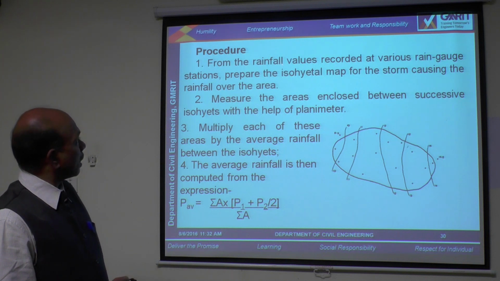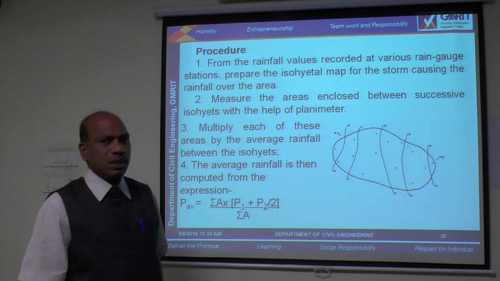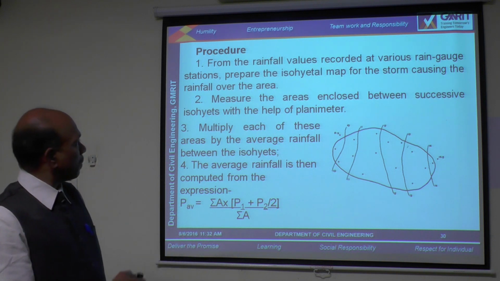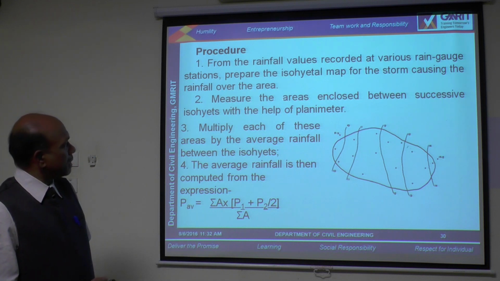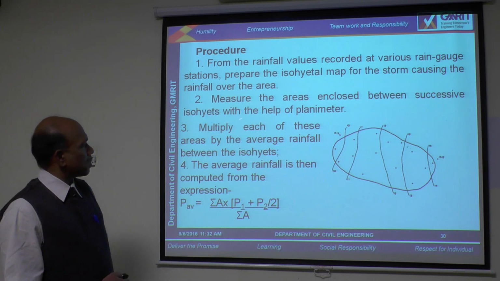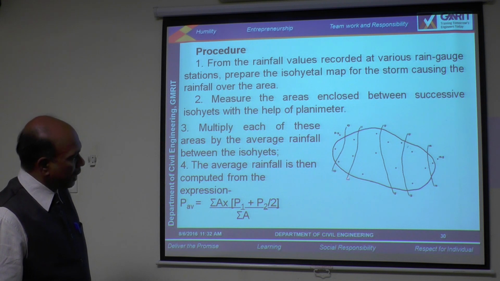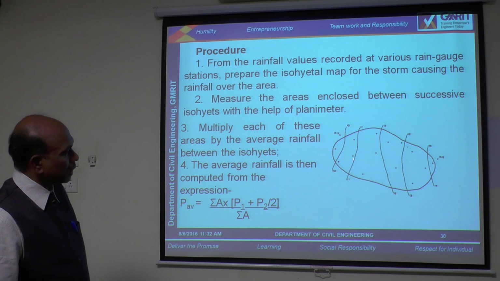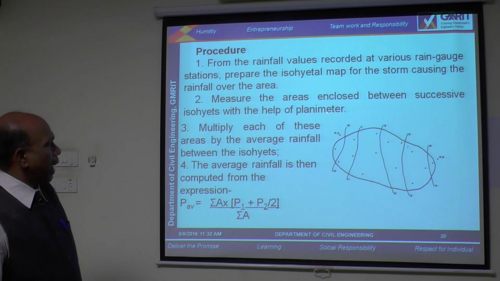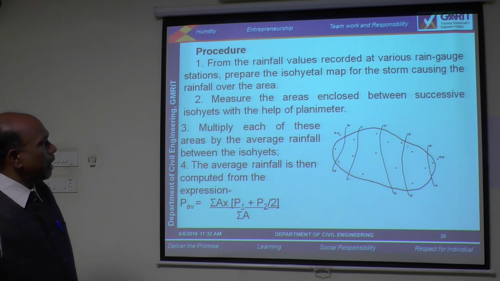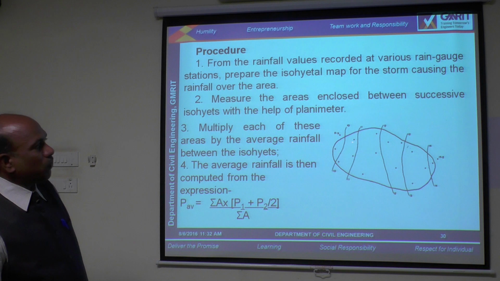From the rainfall values recorded at various rain gauge stations, which is already available data, first of all we prepare the isohyetal map. Then measure the area enclosed between successive isohyets. This is one isohyet, this is another isohyet. The area between these two successive isohyets is measured using a planimeter. Then this area is multiplied with the average of the rainfall.